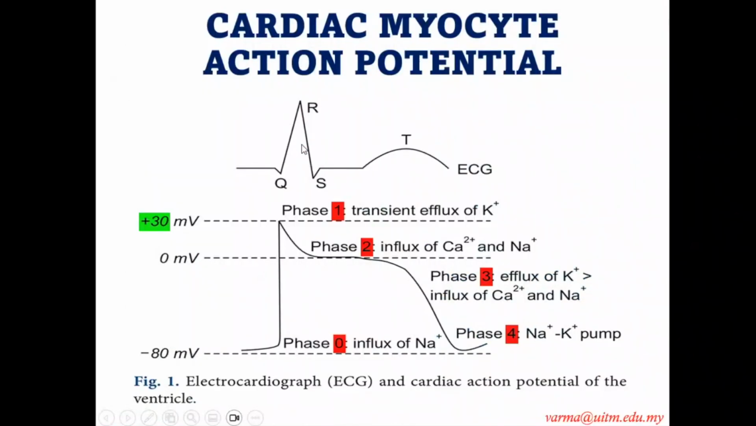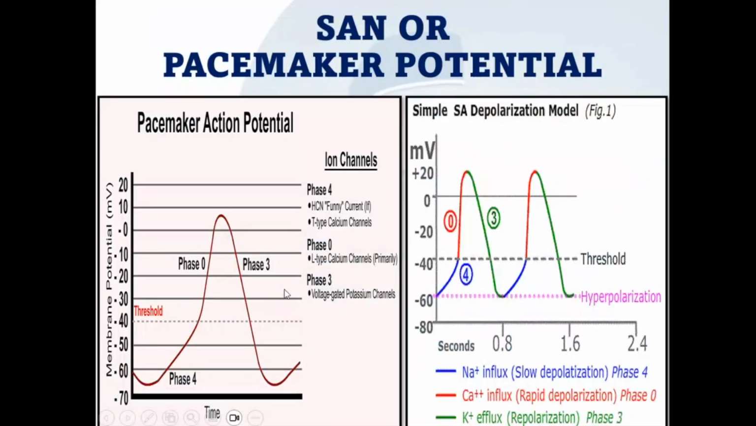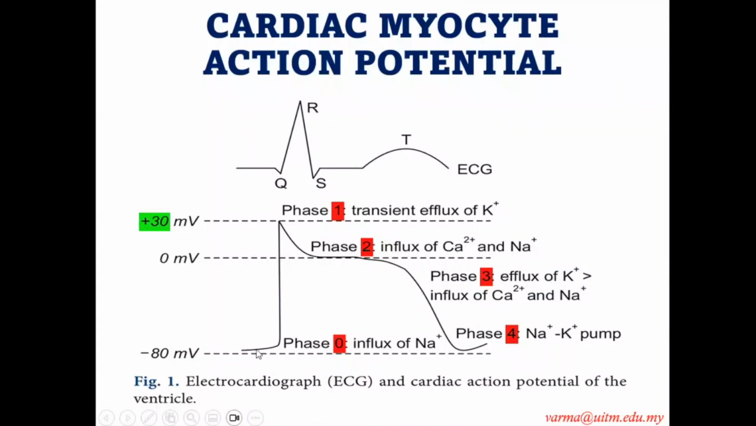Next, we bring it to the cardiac myocyte action potential. So this is the difference from your SAN potential, where there is no plateau. Here we have phase 0, which is similar to your phase 0 here, though there is a difference in this phase 0. Looking at it here, phase 0 goes from the resting membrane potential up to reach the threshold potential, with influx of sodium. Then you have the upstroke, phase 1, transient.